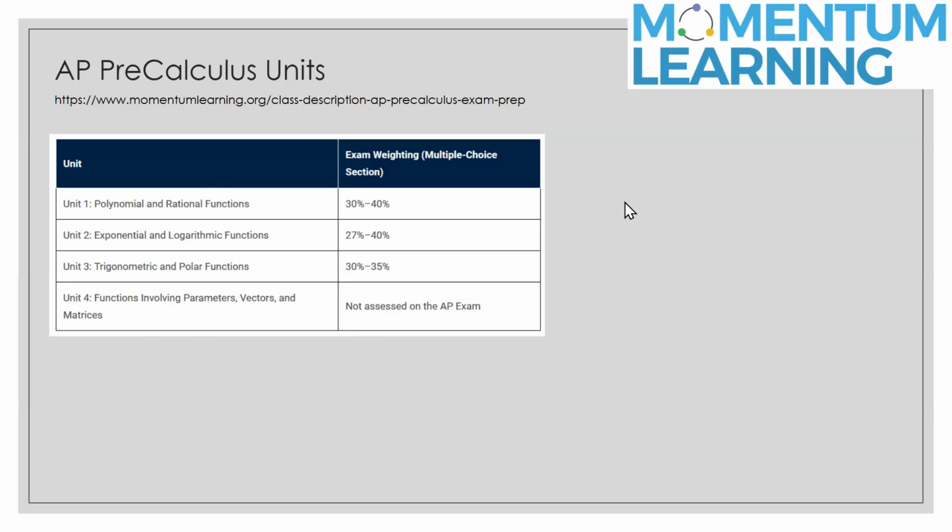One more question. So may I have a question? Yeah, go ahead, please. Unit 4 won't be on the test this year, is that correct? According to the table, Unit 4 is saying not assessed on the AP exam. Does that mean this year it won't be tested?